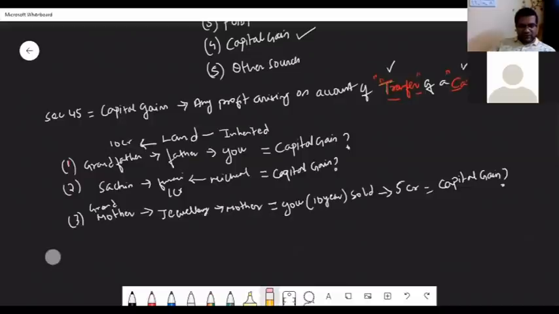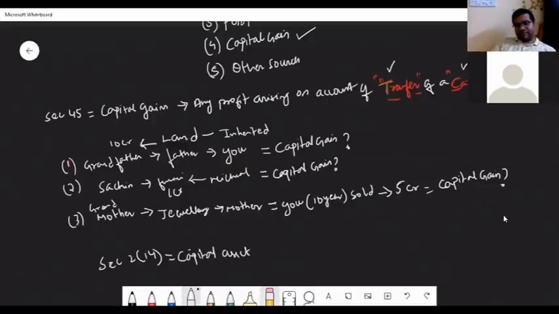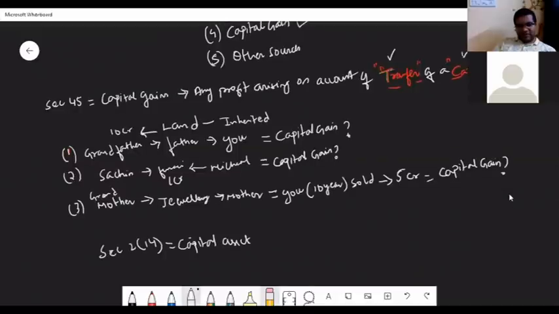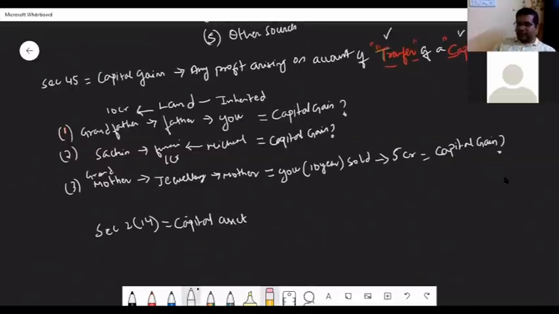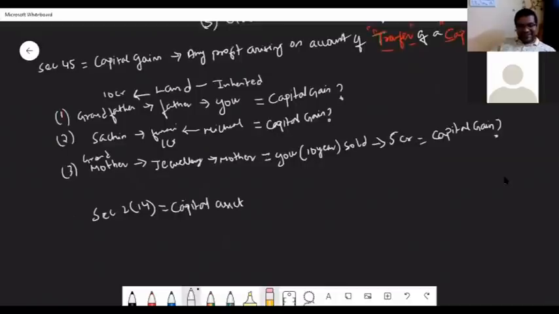So let's go by the definition, which is given in section 2, subsection 14, which defines what is a capital asset. We have done this in the class, if you could remember. So this is just a recap for you guys. So what is a capital asset? The answer is any property.